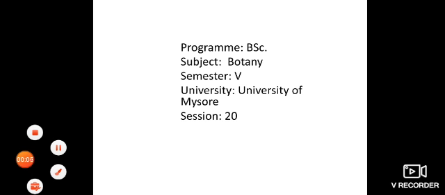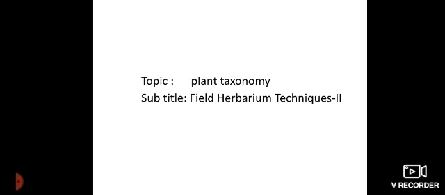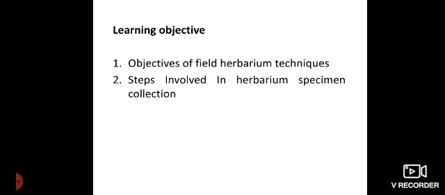Good morning. Today we are here to discuss plant herbarium techniques part 2 under plant taxonomy, unit 2 of 5th semester. The main learning objectives of this session are the objectives of field herbarium techniques and the steps involved in herbarium specimen collection.